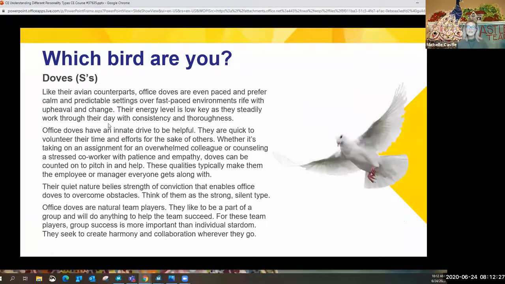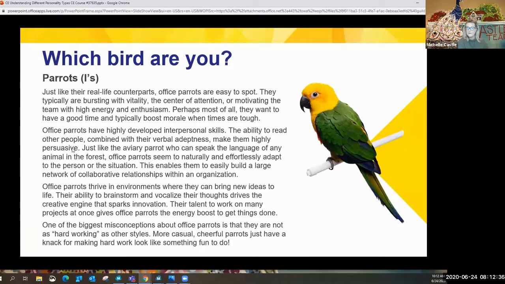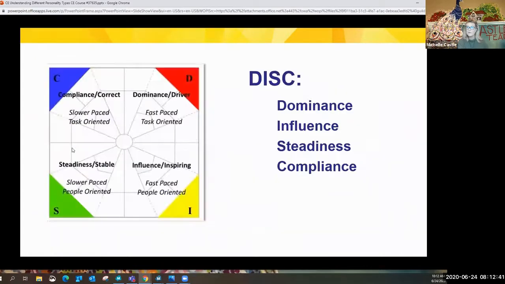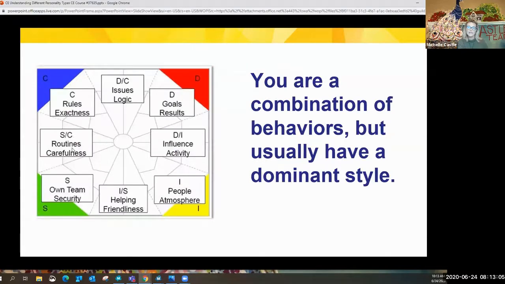Now, your S's are doves. Your S's are a little bit slower paced, but they still like people. So your D's are task oriented, your I's are people oriented, and so are your S's. The last personality type we're going to talk about, your C's, are task oriented. They're all about getting it done.